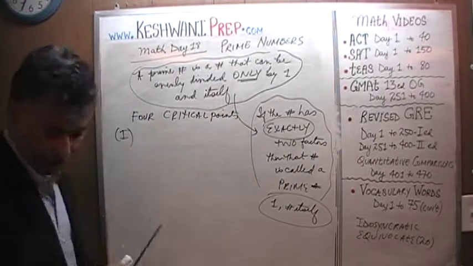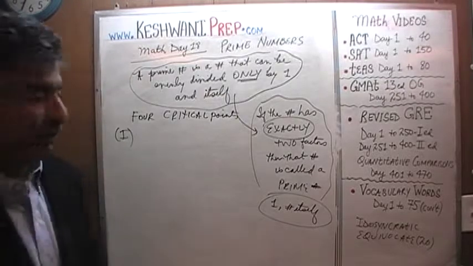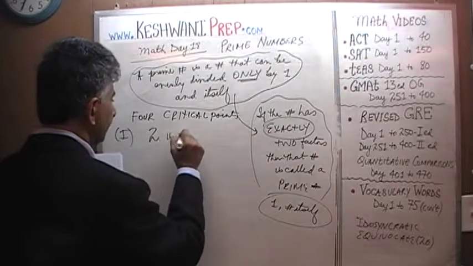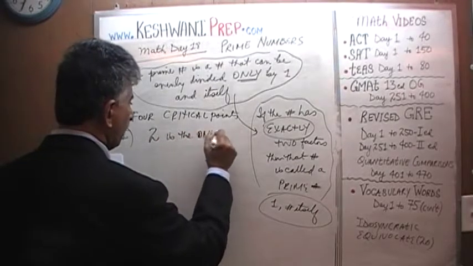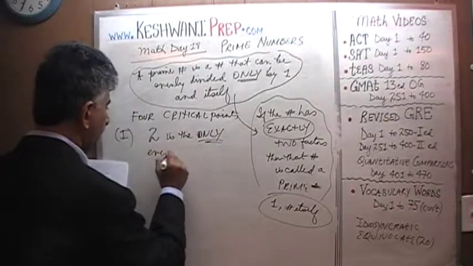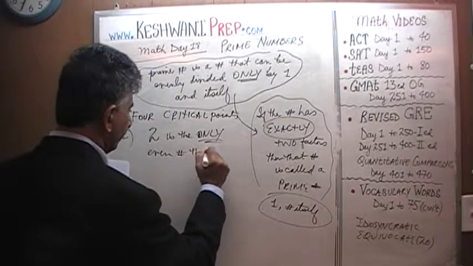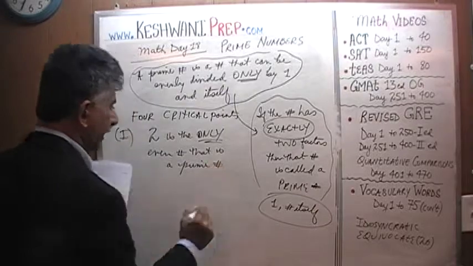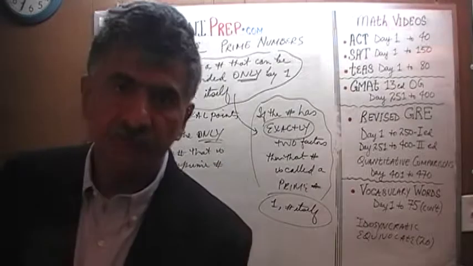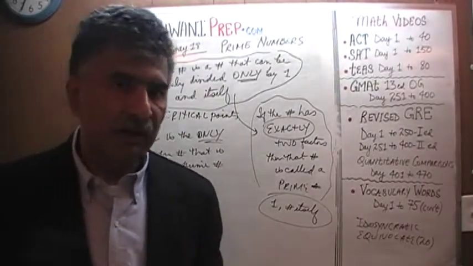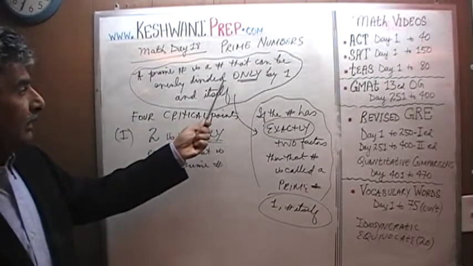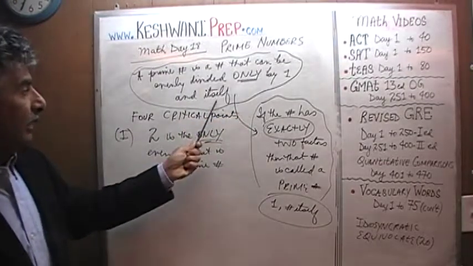Let's list them, shall we? Number 1. We already saw number 1, which is 2. 2 is the only even number that is a prime number, because what's the prime number? A prime number is something that can be divided evenly only by 1 and itself.